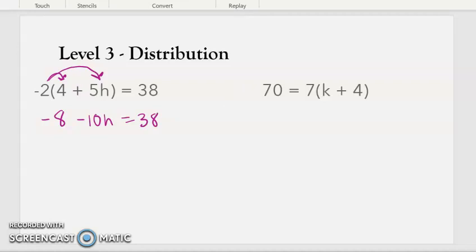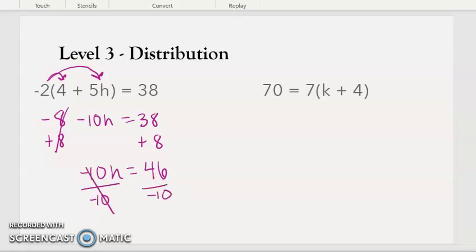Okay? And then since I did that, those parentheses go away. There's nothing I can combine on this side. There's nothing I can combine on that side. So then it's just our regular solving. I'm solving for h. I'm going to get rid of this 8 first. So I'm going to add 8 to both sides. Perfect. That goes away. Negative 10h equals 38 plus 8 becomes 46. And then you divide by negative 10.